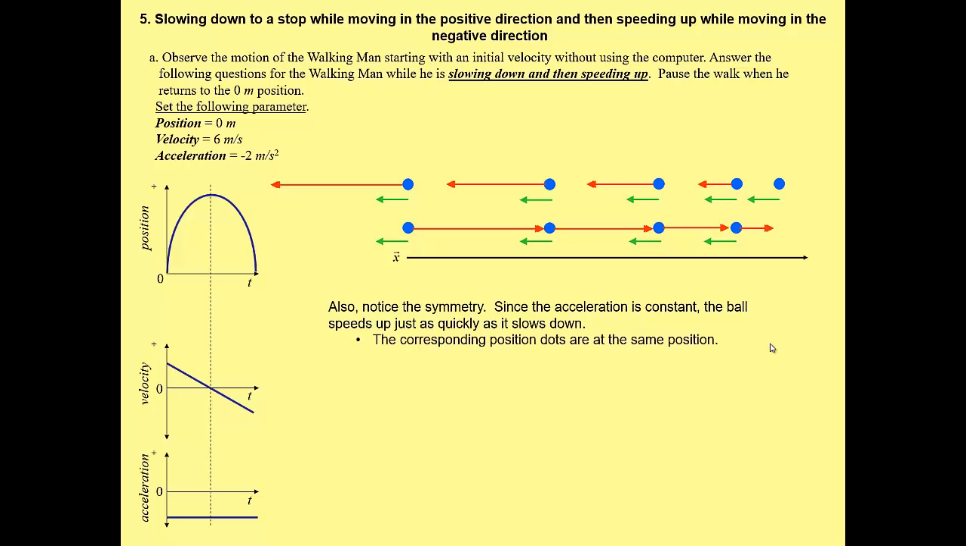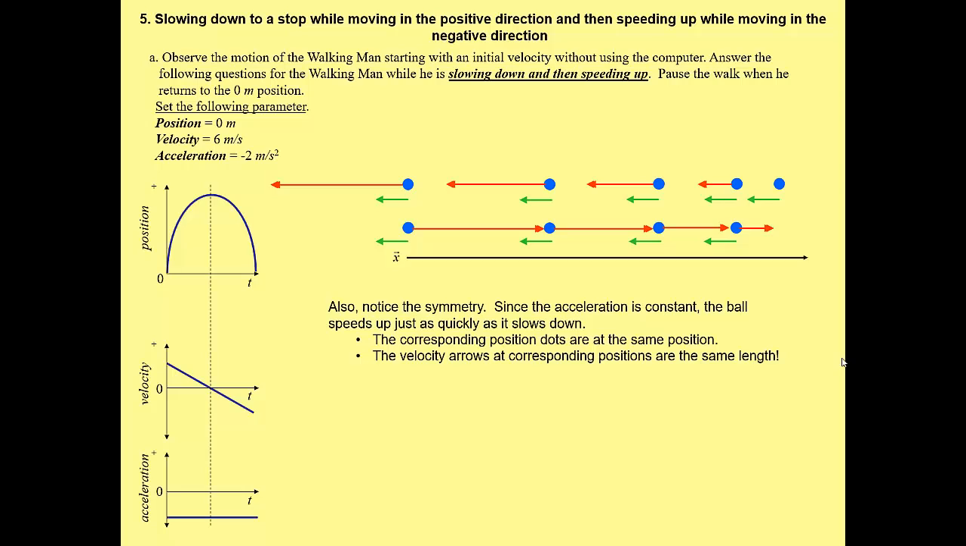Right? So, two things here. The corresponding position dots are in the same position. See those? Those are in the same position on the way out as the way back. And the velocity arrows of corresponding positions are the same. Those two are the same length, and those two are the same length. So I would highly suggest you go back and fix your motion map. If you need to pause this video, go ahead and pause it and get the motion map drawn correctly on your activity sheet. Okay?